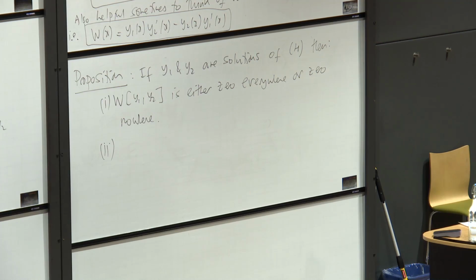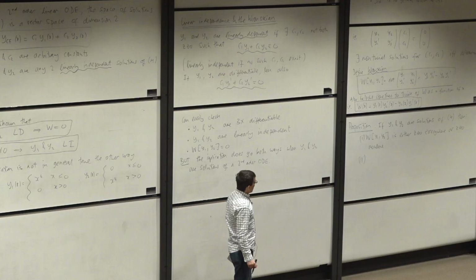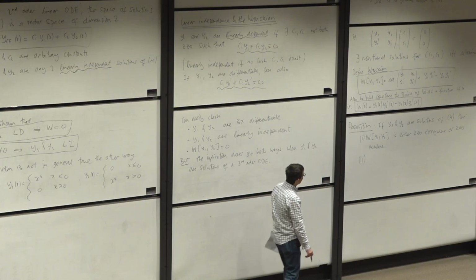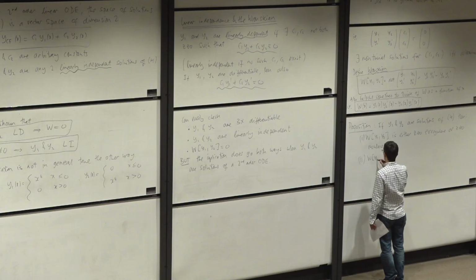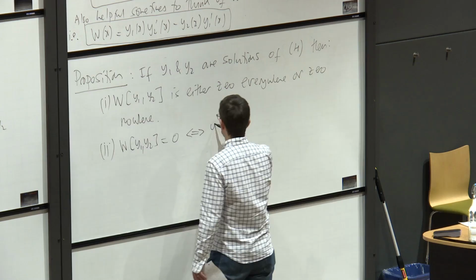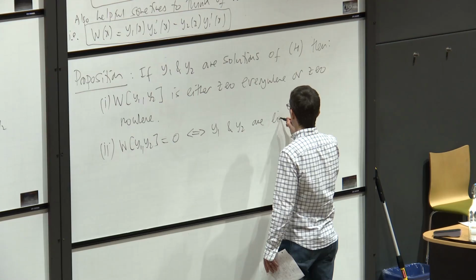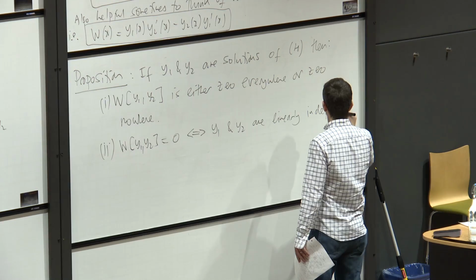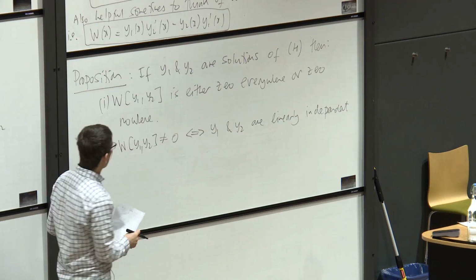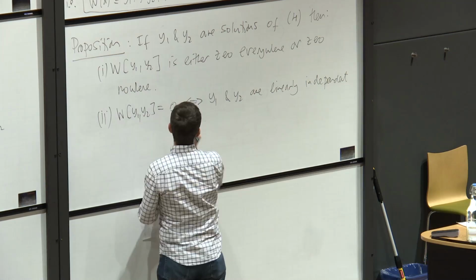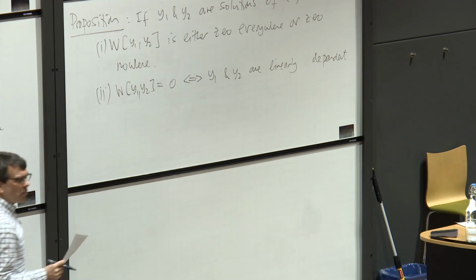Why does that matter? Because it wouldn't make sense for two functions to be linearly independent in some places but not in others. And then the second thing is that W is zero if and only if y1 and y2 are linearly dependent.